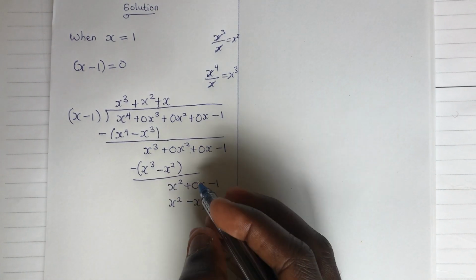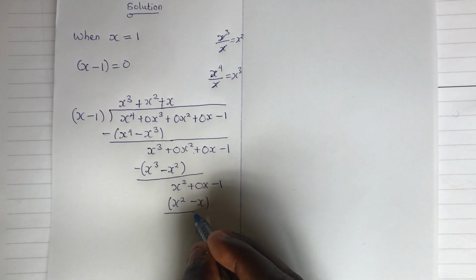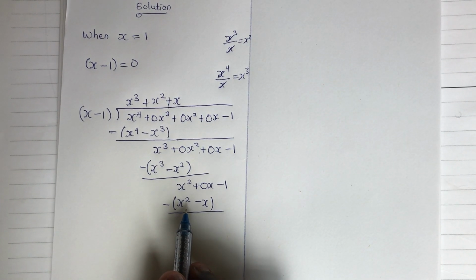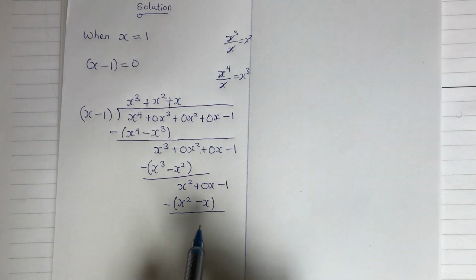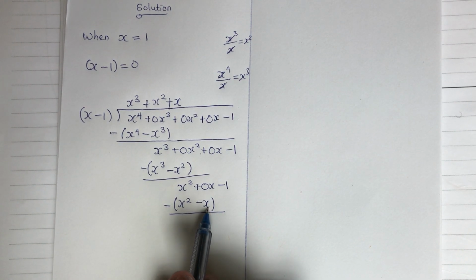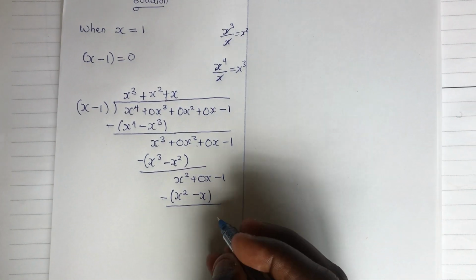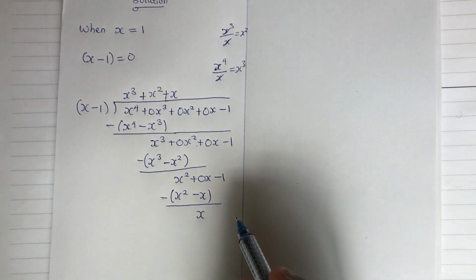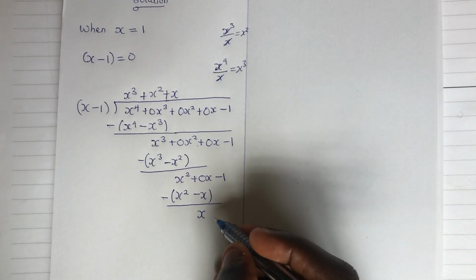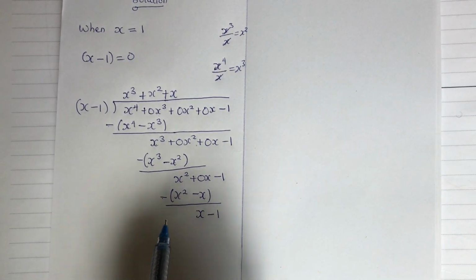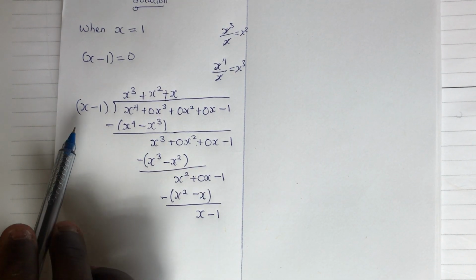Now we can subtract this result. This time this will give us minus x squared. Add it to this, the result is 0. This time this will give us plus x. Add it to 0, the result is still what? X. Now we are done with that part. We are left with negative 1. Bring it here. Now do the division all over again.